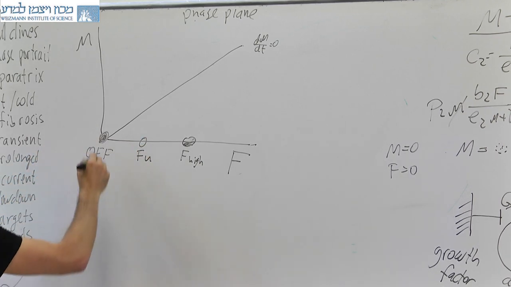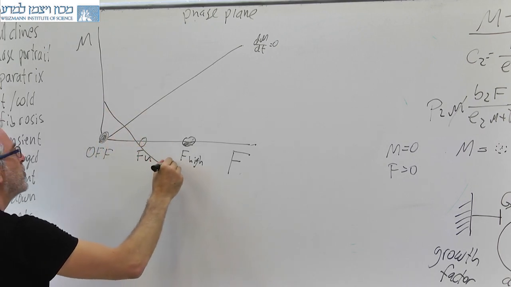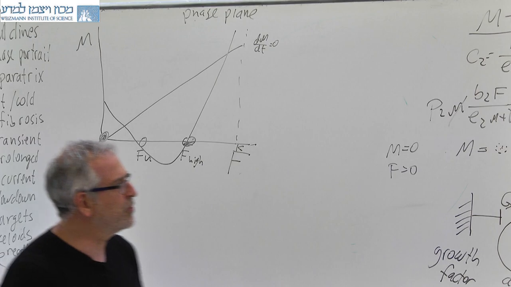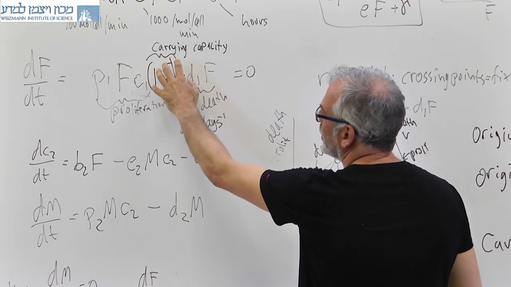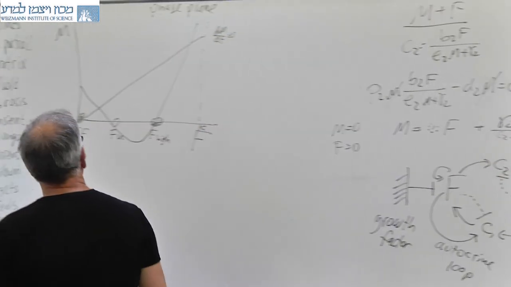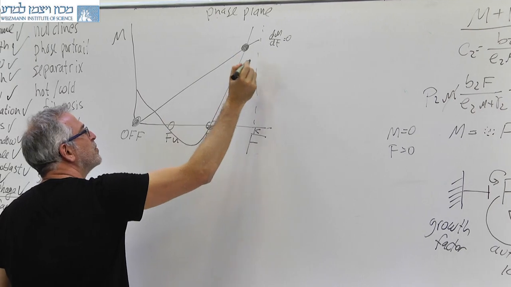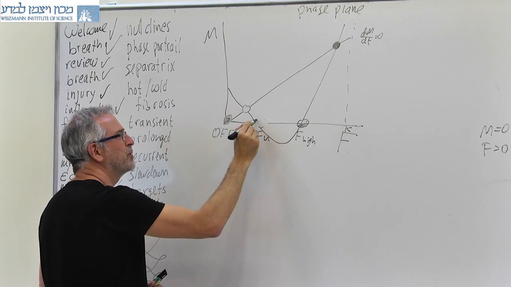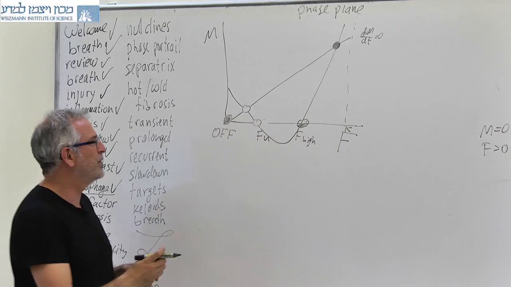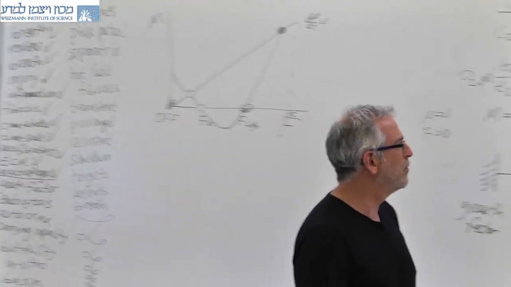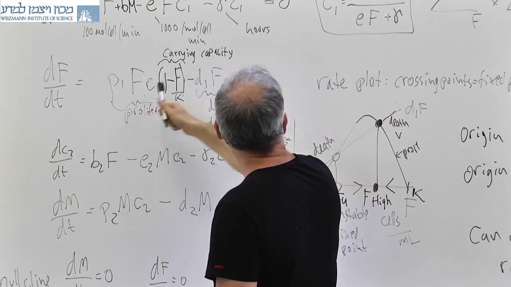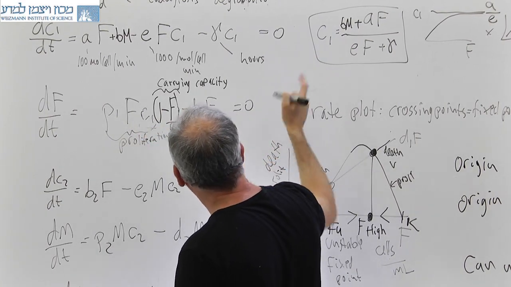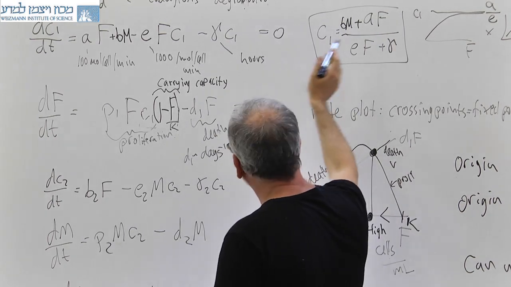So the null cline does something like this. It goes through this fixed point, and then it goes up like this at the carrying capacity. The reason it goes up like this is because this 1 minus F term makes the null cline diverge up. And you get this nice fixed point. And this is another fixed point where these null clines cross. So this is the fixed point structure of this differential equation. I plugged into C1 this M plus F thing here. So this gives you the solution to the null cline.